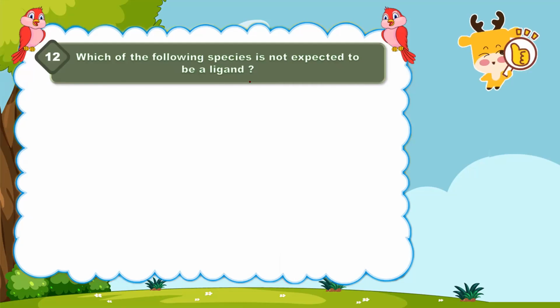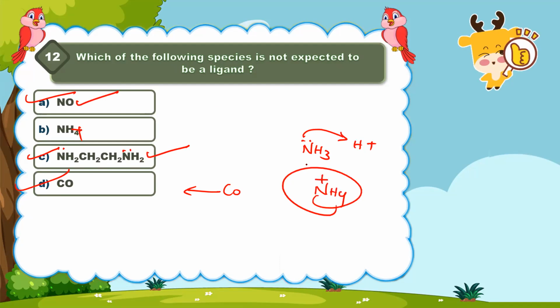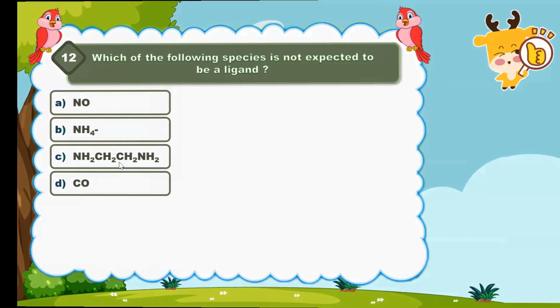Now, which of the following species is not expected to be a ligand? In these four options, which is not a ligand? NO is a ligand, nitrosyl ion. Ethane diamine is a ligand because two donors are present. CO can donate. All these are ligands. But ammonium ion: ammonia has already donated its lone pair to the H plus ion, so it is forming ammonium ion. So it has no lone pair to donate. That's why it is not a ligand, as it has already formed four bonds. That's why ammonium ion is the correct answer.